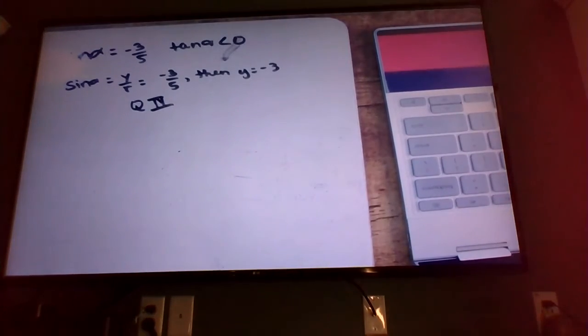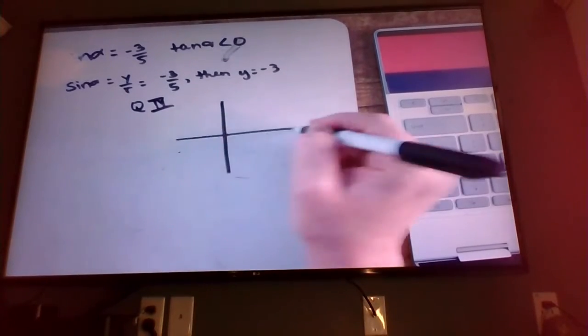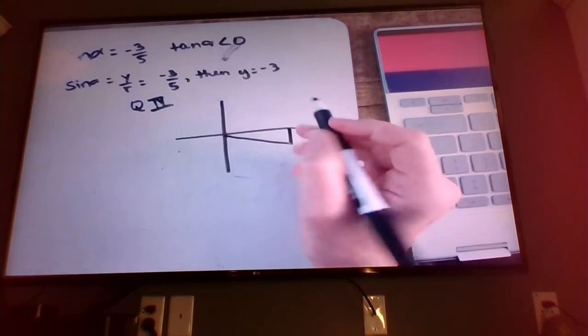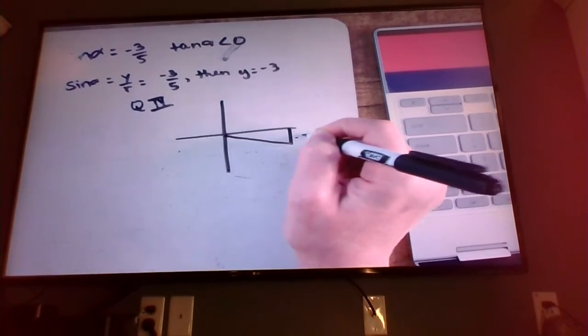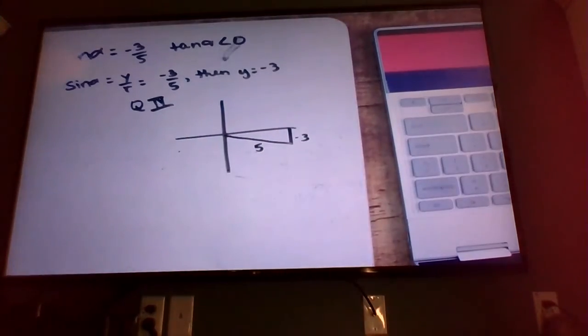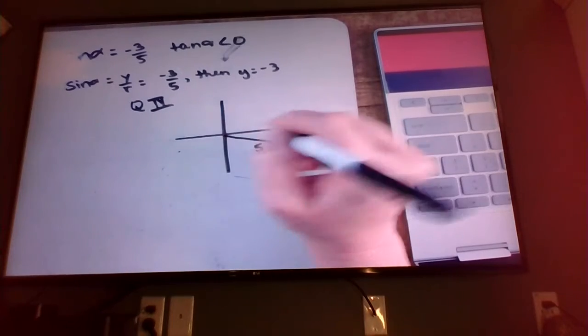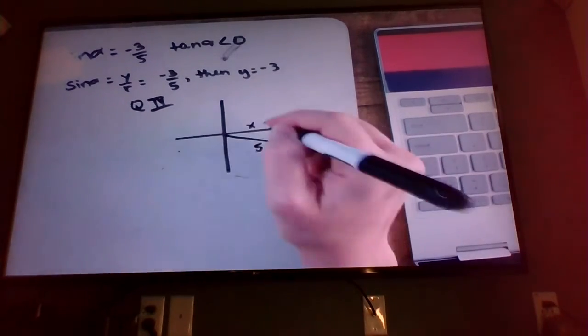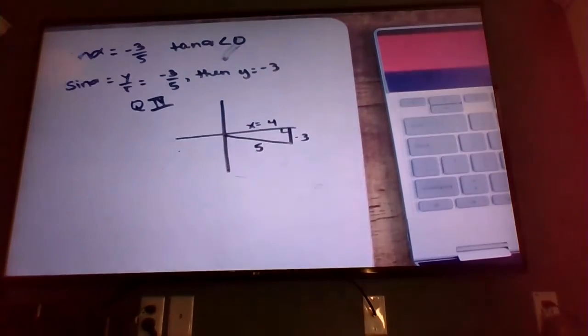You could figure out what it is from that. You could draw it. You know it's in quadrant 4, you know that y is negative 3, and you know that r is 5. You can use the Pythagorean theorem to figure out what x is. You get 25 minus 9, so x squared is 16, so x would be 4. And then you can find all your other trig functions from there.